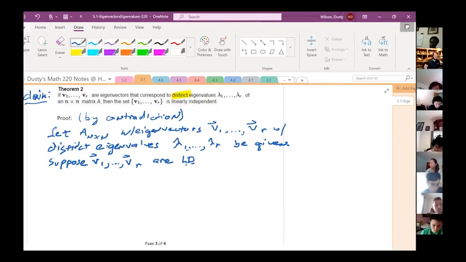And so just looking ahead, this is a proof by contradiction. So we're trying to show that it's linearly independent. We're going to suppose that it's linearly dependent. We're going to get a contradiction. What do you think that contradiction is going to look like?